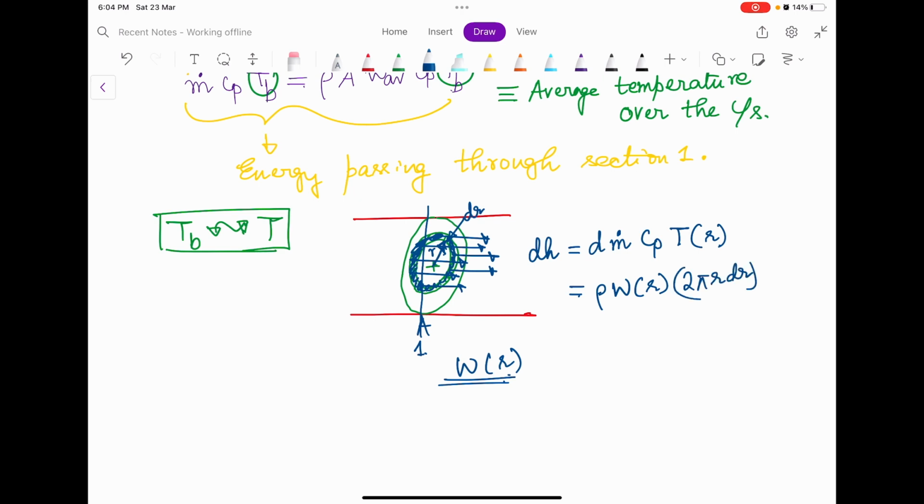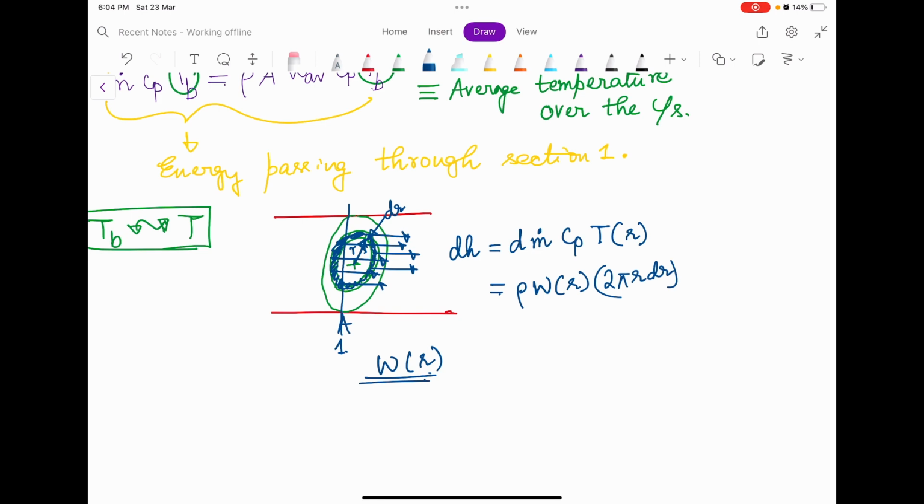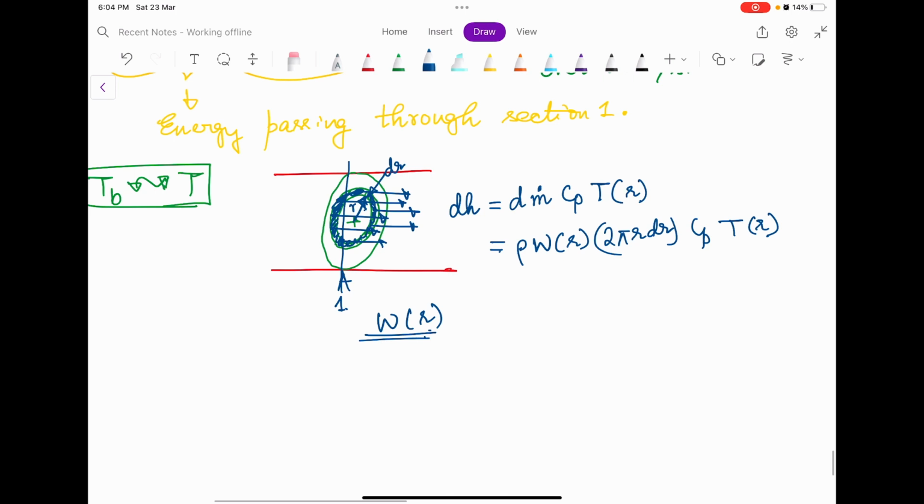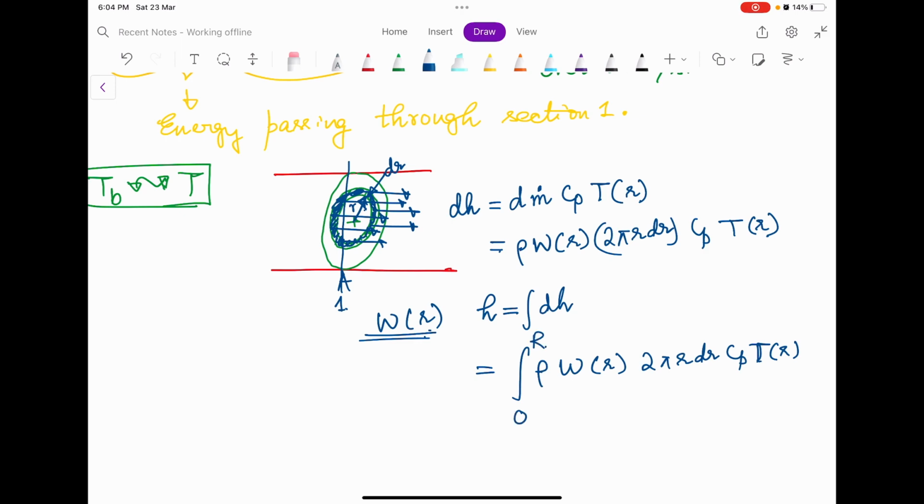I hope it is clear to you how this area is 2 pi r into dr. That is the circumference of this circle at r, and dr is the thickness of the very small elemental strip. This is Cp T of r. Now I have to find the total enthalpy being carried, and that is the integral of dH, that is rho W of r 2 pi r dr Cp T of r, from 0 to R.